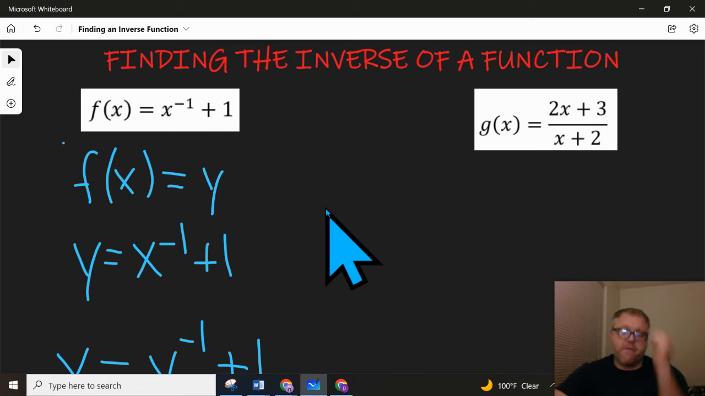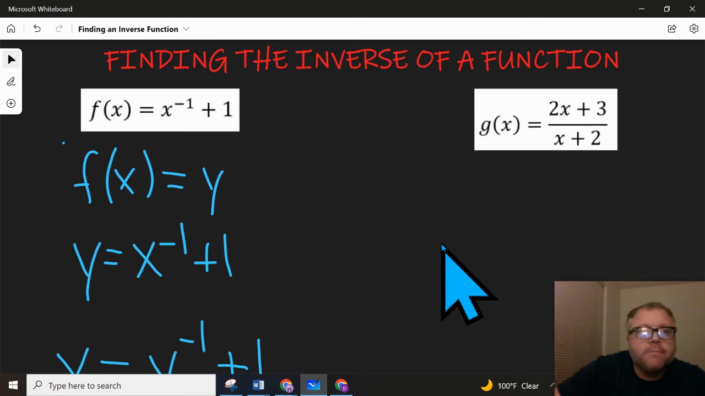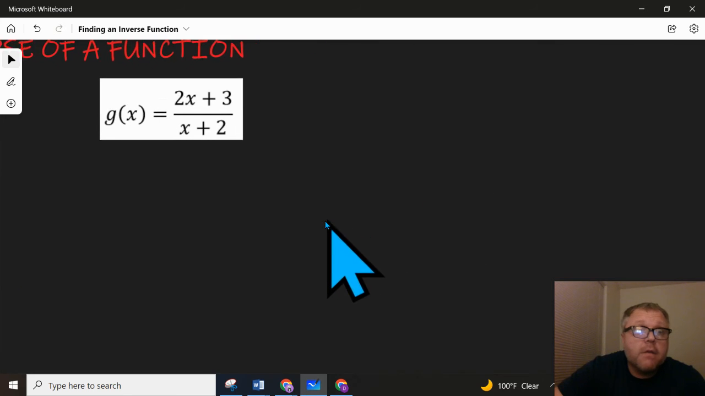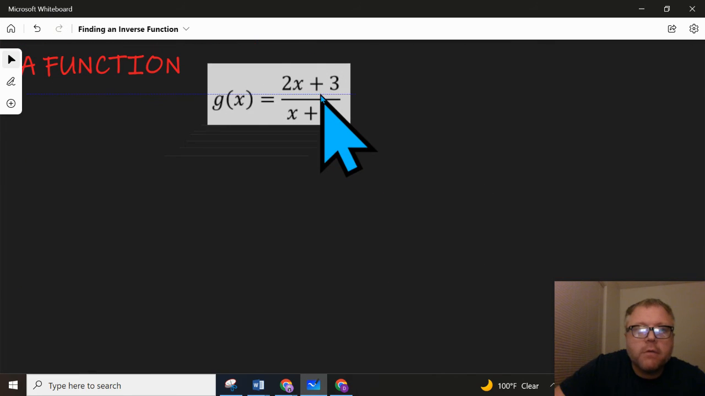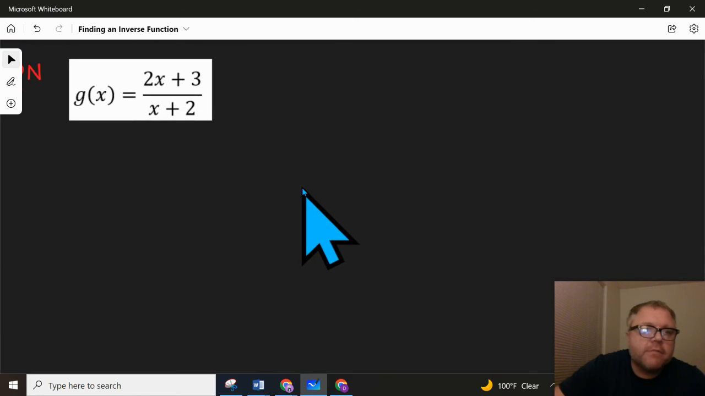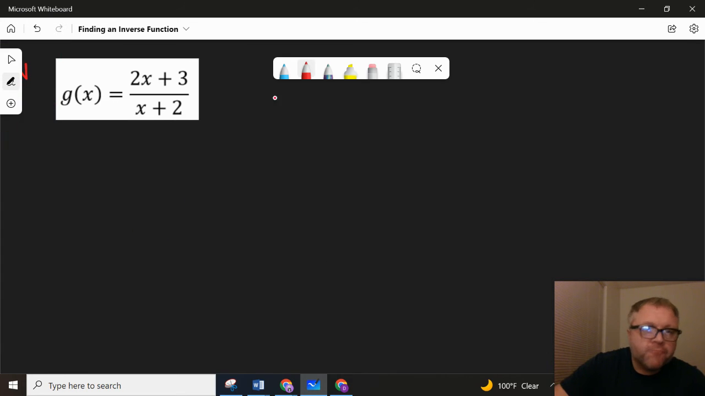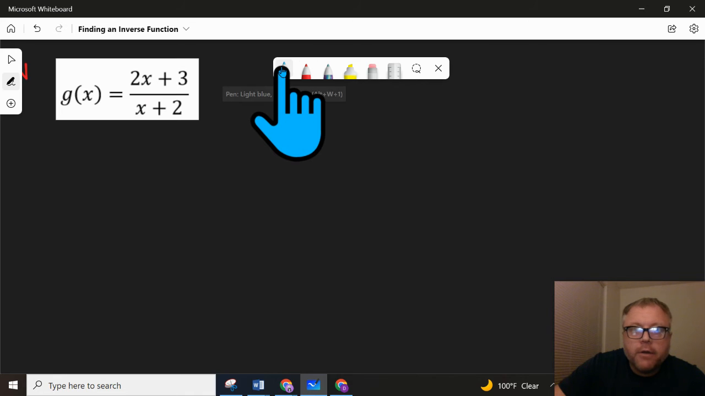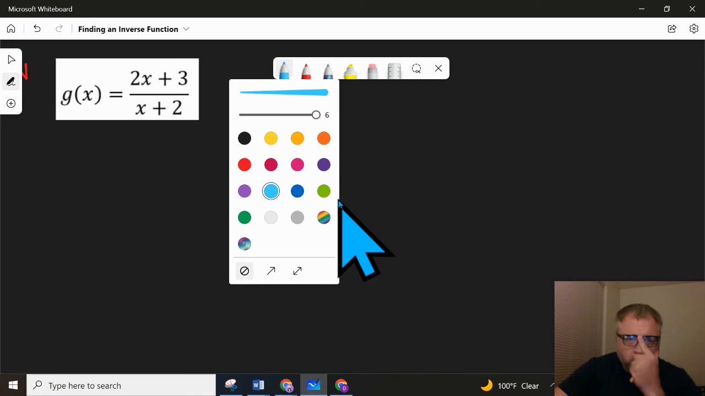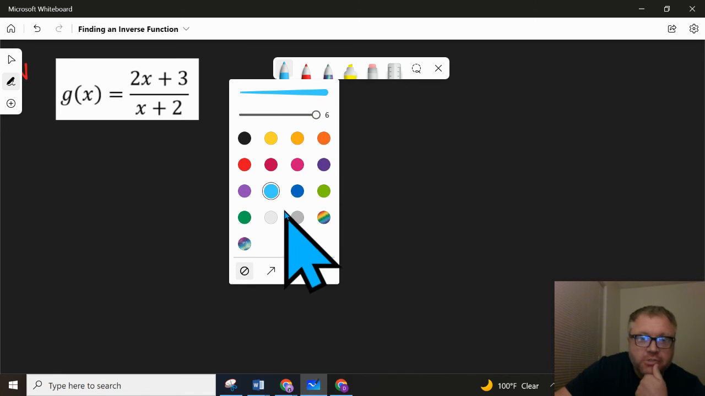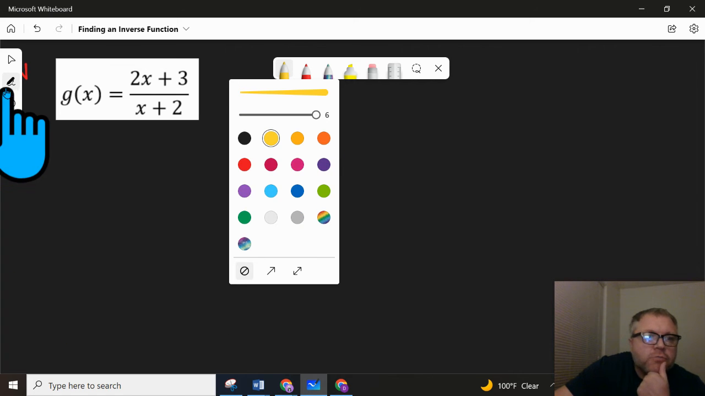Let's do g of x. That'll be fun. Now, let's just go over here. We have a clean board to work with. If you need a reference back to the steps, that's totally fine. Let's pick a fun color. Decisions. I like the contrast because it just makes it stick out. Maybe yellow. Yellow and black have a lot of contrast.